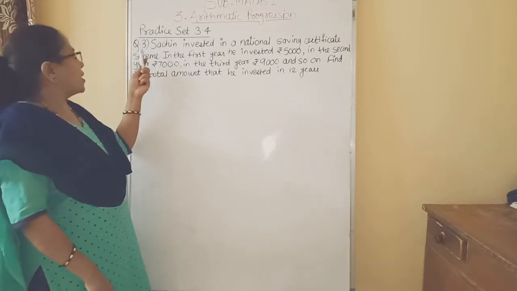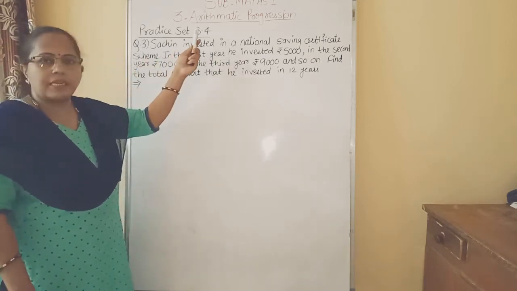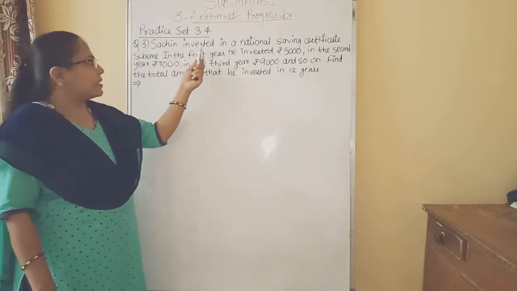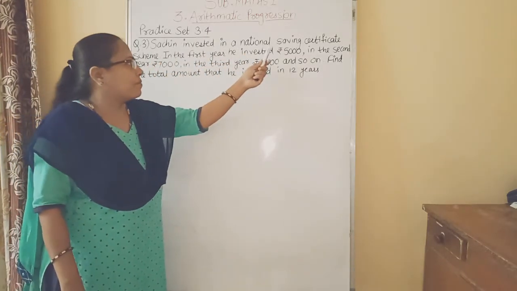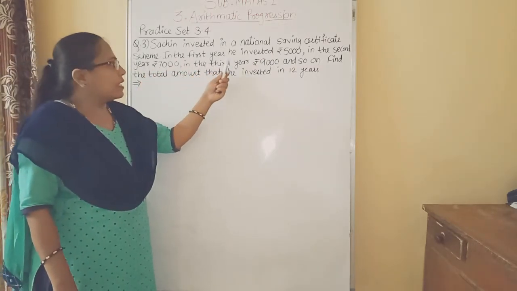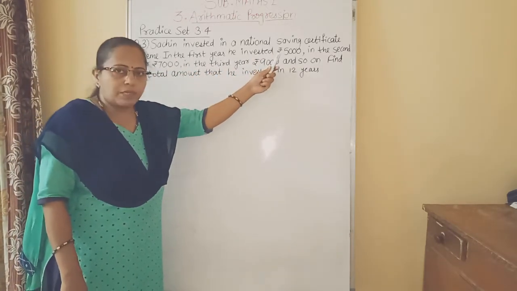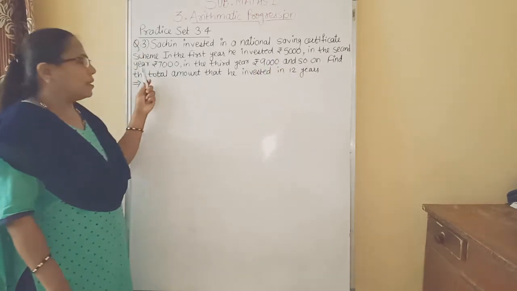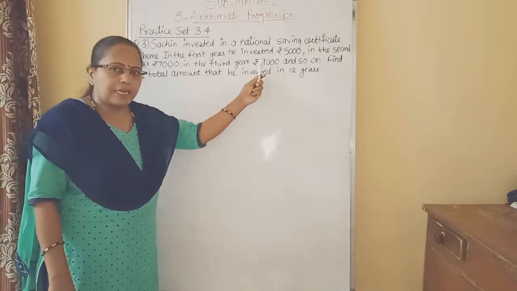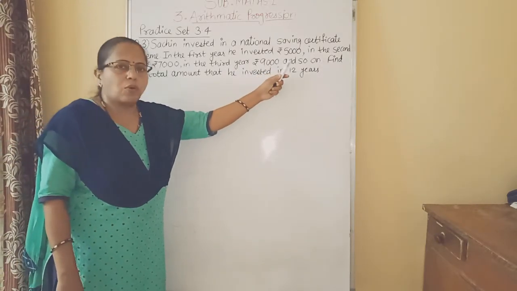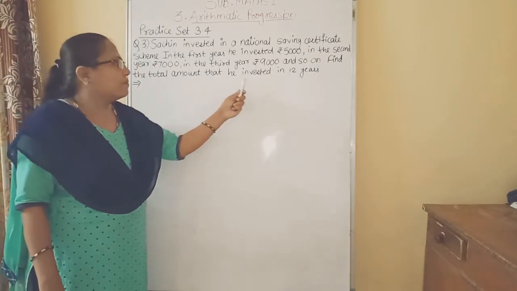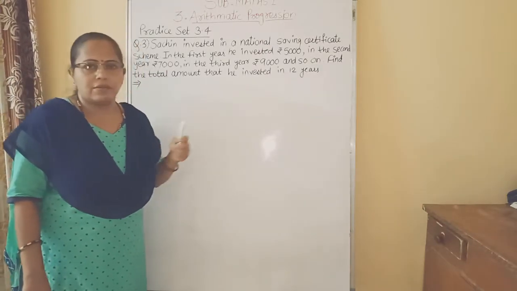Students, now question number 3 from practice set 3.4. The question is, Sachin invested in a national savings certificate scheme. In the first year, he invested 5,000 rupees. In the second year, 7,000 rupees. In the third year, 9,000 rupees, and so on. Find the total amount that he invested in 12 years.